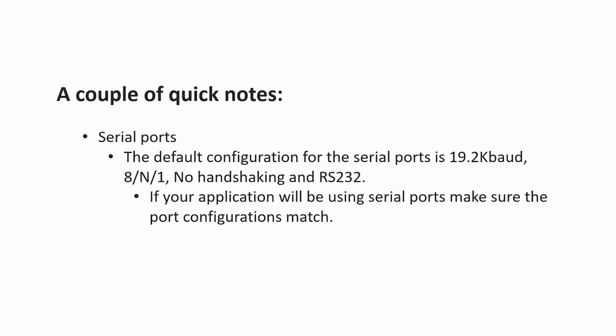The serial ports on a gateway default to 19.2, a 10-bit word with no handshaking, and an RS-232 connection. There's a variety of configuration changes you can make, but the point is that if you're using a serial port to connect to a device, the serial port on the gateway needs to match the serial port on the device you're connected to.